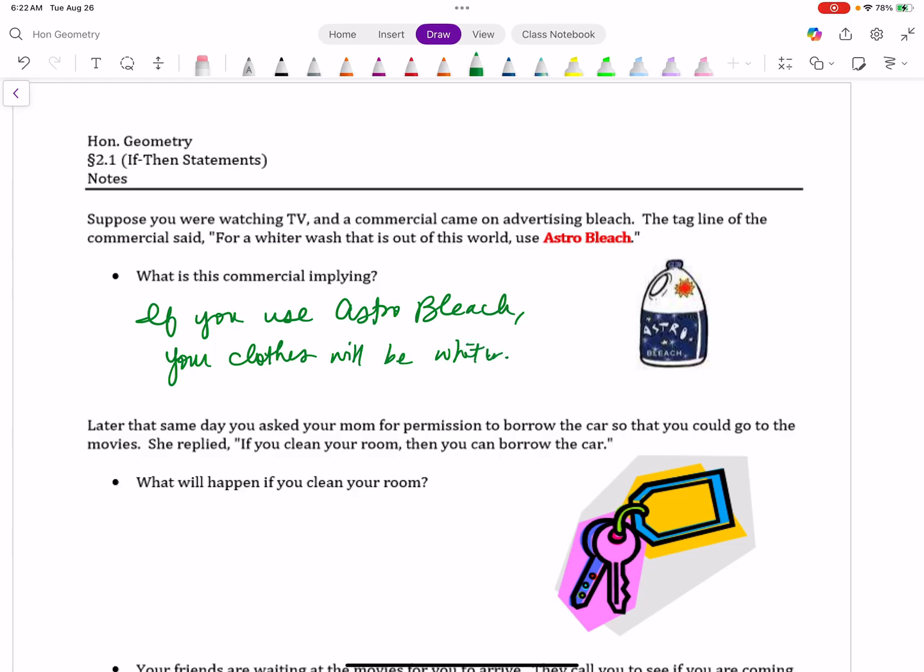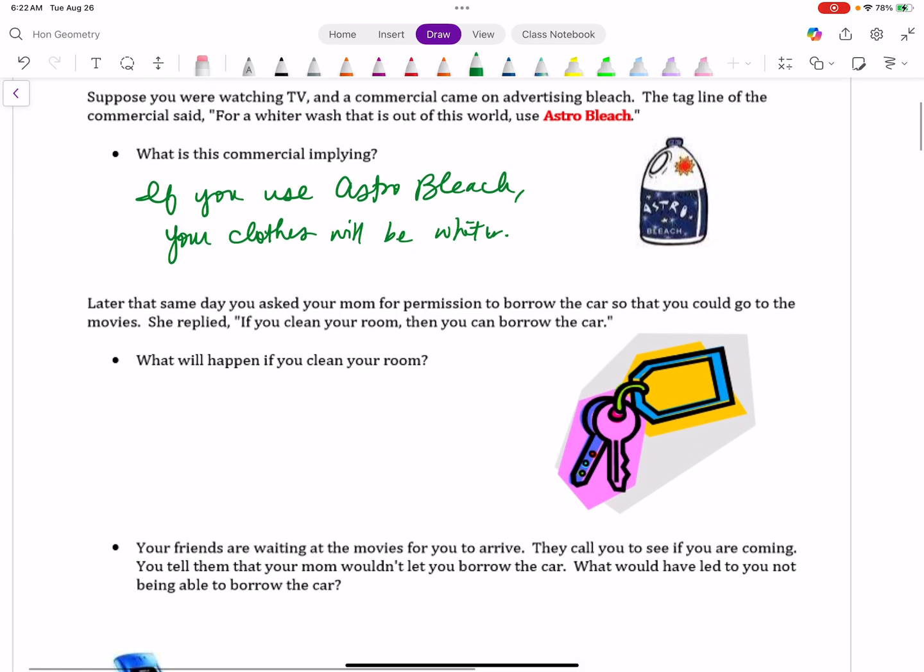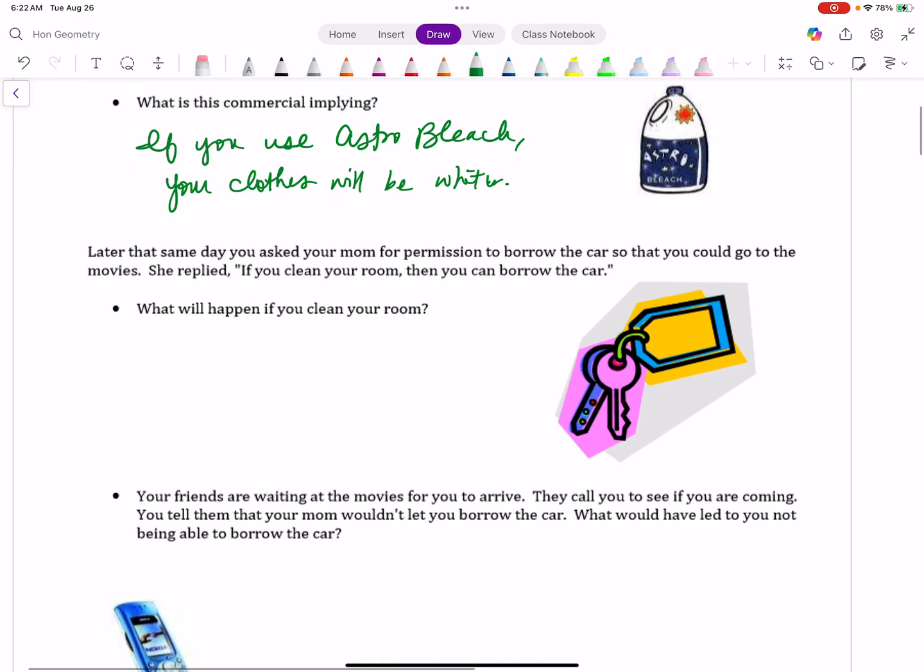Okay. Later that same day, you asked your mom for permission to borrow the car so that you could go to the movies. And she replied, if you clean your room, then you can borrow the car. So what will happen if you clean your room? Well, you'll get to borrow the car.